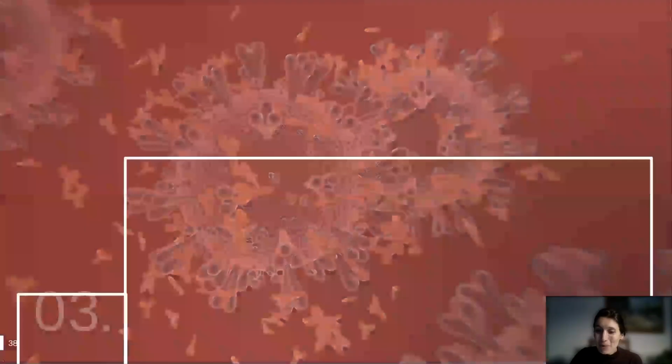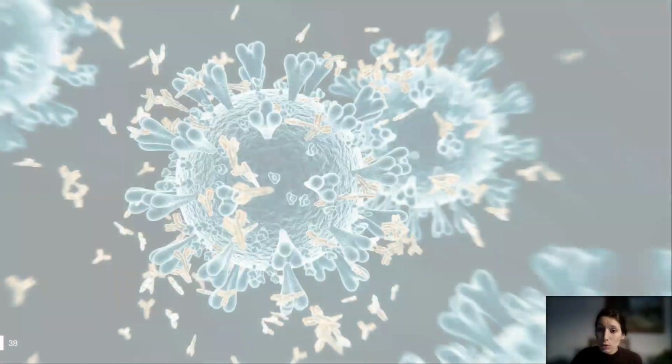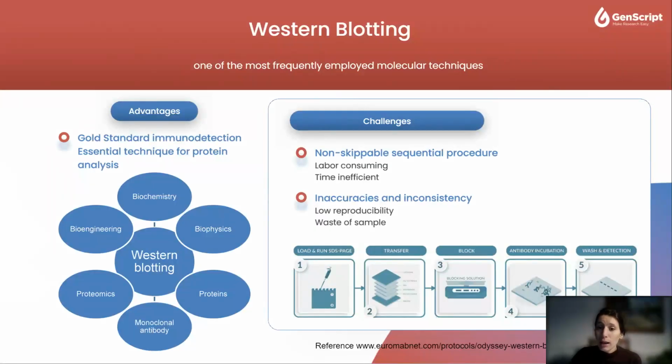I'm going to skip the slide for the sake of time, but I did also want to switch gears and talk about our protein electrophoresis and Western solutions. I think that quite a bit of work is being done to this day using the gold standard for immunodetection, which is, of course, Western blotting.